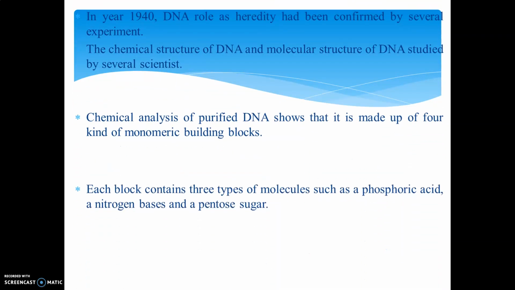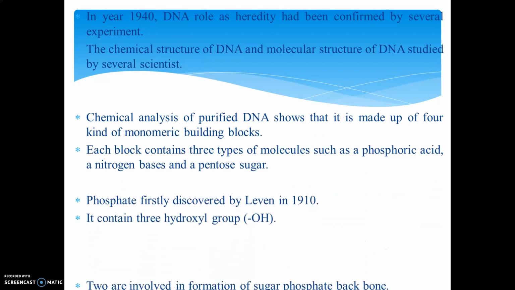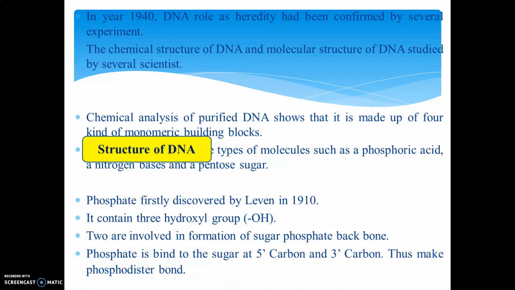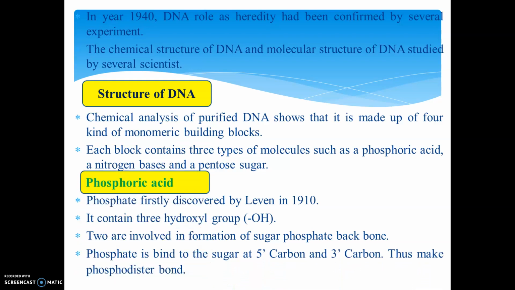In 1940, the role of DNA as heredity material was confirmed by several experiments. The chemical and molecular structure of DNA was studied by several scientists. Now we look at the structure of DNA. Chemical analysis of purified DNA shows that it is made up of 4 kinds of monomeric building blocks. Each block contains 3 types of molecules: phosphoric acid, nitrogen bases, and pentose sugar.